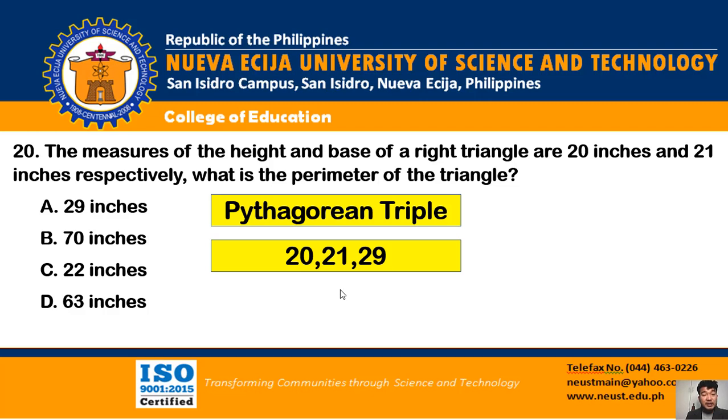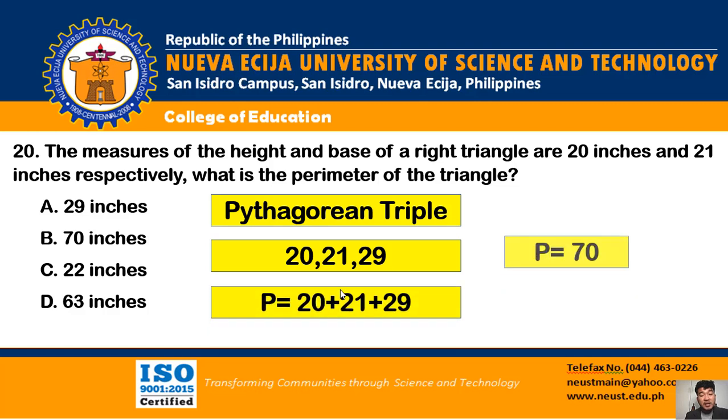And then, to solve for the perimeter of the triangle, you simply add all those three, 20 plus 21 plus 29, that is equal to 70. So the perimeter of the triangle is 70 inches, or letter B.